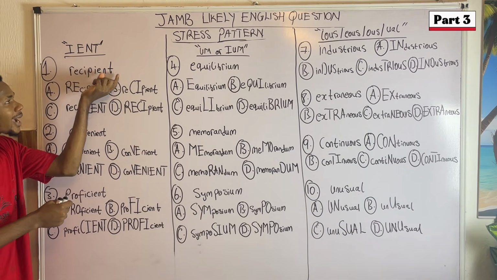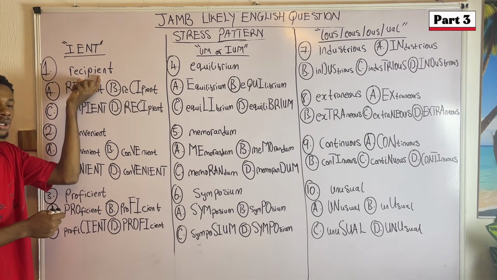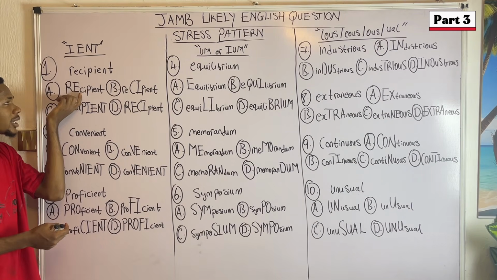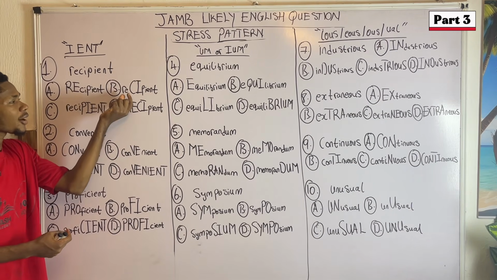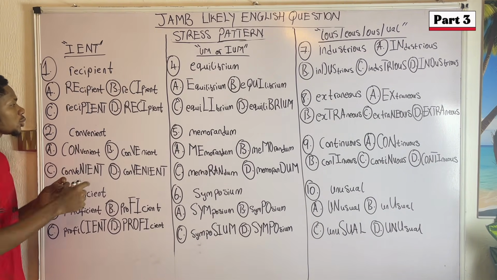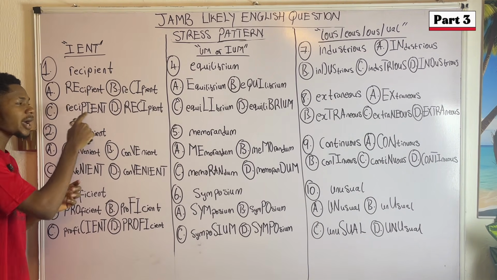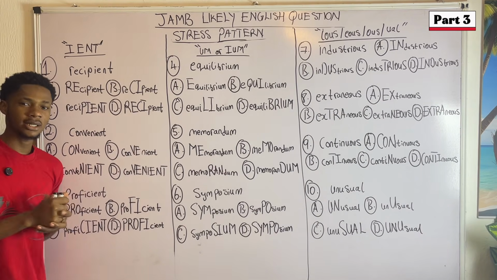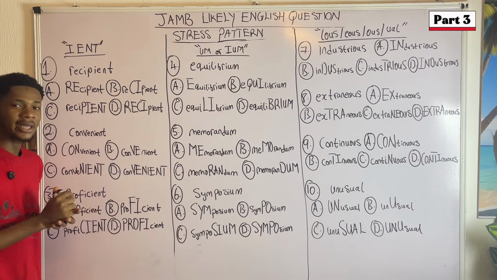So notice how the IENT appears in this particular word. Option A, we have recipient. You can see RE is stressed. Option B, we have recipient. You can see CI is stressed. Option C, we have recipient, PIENT stressed. And option D, recipient, but RECI is stressed.